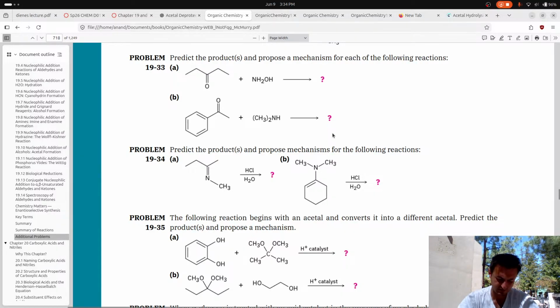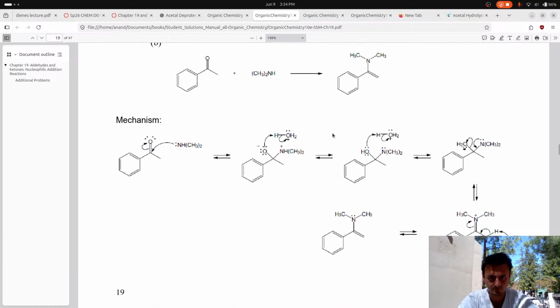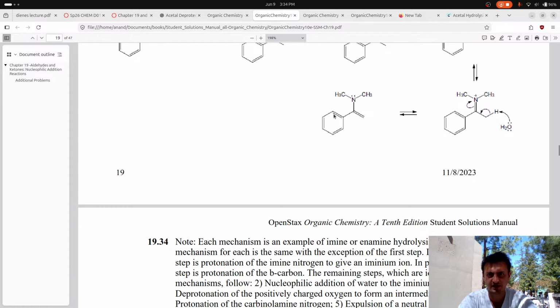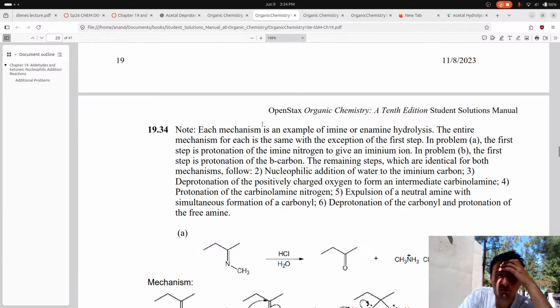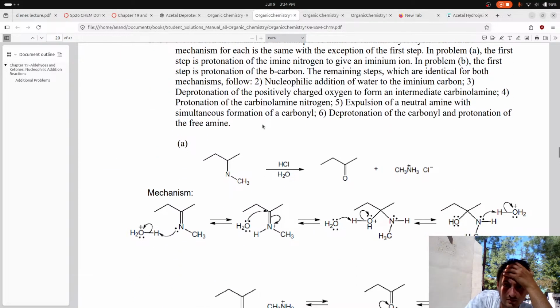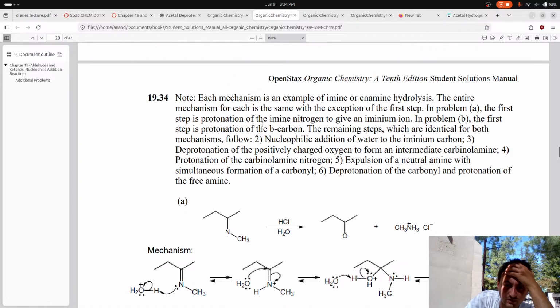Okay, I'm not too sure about these mechanisms. Alright, so here's the enamine. Oh, jeez. Wait. Oh, right. Oh, okay. Hold on, let me think about this. Each mechanism is an example of an amine or enamine hydrolysis. The entire mechanism for each is the same with the exception of the first step. In problem A, the first step is protonation of the amine nitrogen to give an iminium.